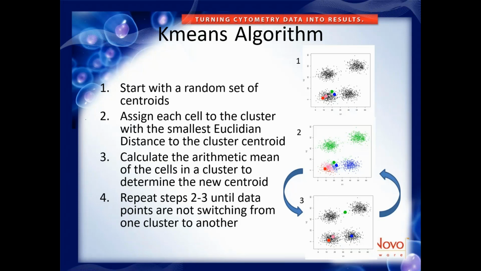Okay, so how do K-means and most of these algorithms work at a high level? You start with a random guess. In this example, we said, I want you to find 4 different clusters.